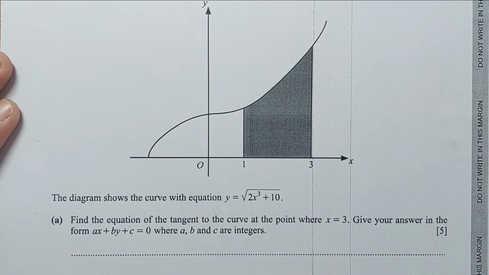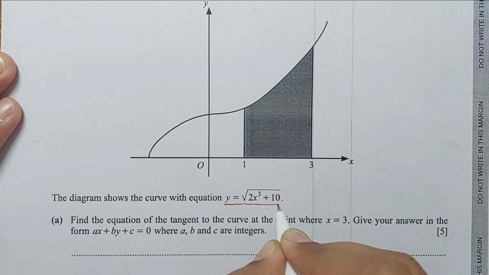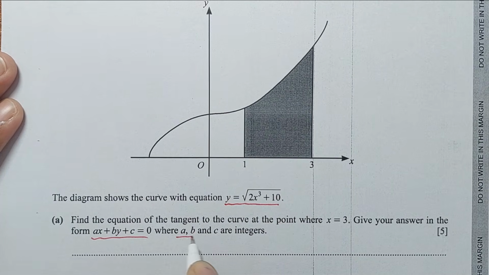Question number 9. The diagram shows the curve with equation, we have been given the equation of the curve. Part A: find the equation of the tangent to the curve at the point where x is 3. Give your answer in the form ax plus by plus c equals 0, where a, b, and c are integers. Okay, so we have to find the equation of the tangent to the curve at the point where x is 3.